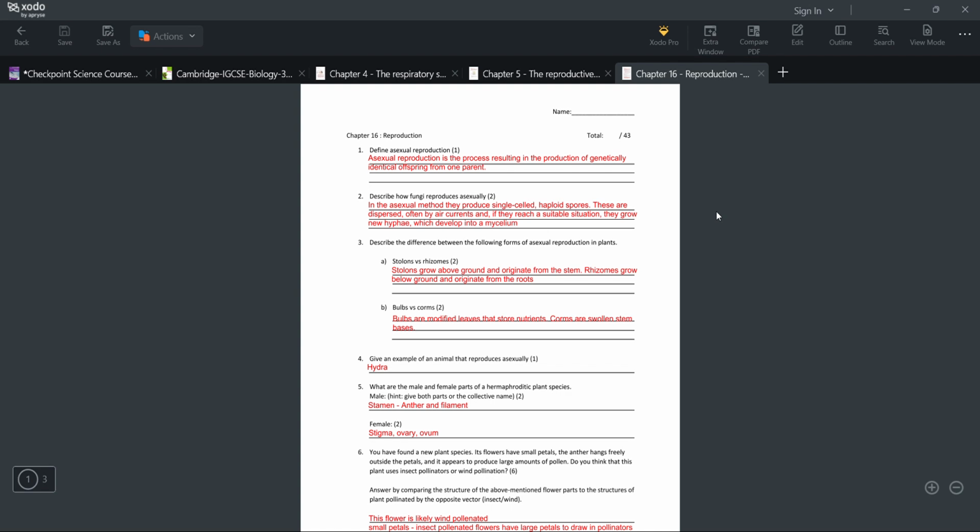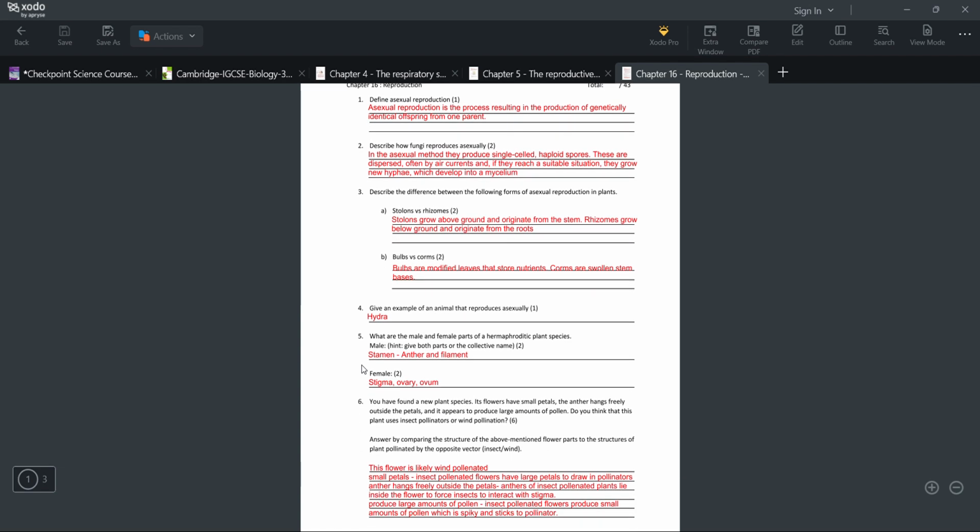Stolons versus rhizomes. Basically, stolons grow above the ground and originate from the stem, while rhizomes grow below the ground and originate from the roots. Okay. Bulbs versus corms. Bulbs are modified leaves that store nutrients, while corms are swollen stem bases that also store nutrients. Give an example of an animal that reproduces asexually. I will have a look at what you give me for this, but the one that is mentioned in your textbook is your hydra.